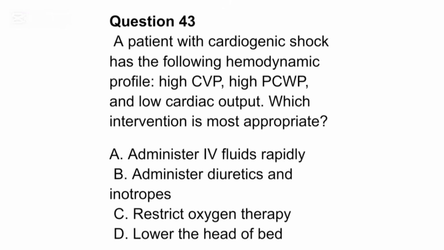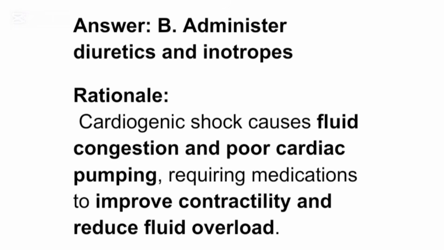Question 43. A patient with cardiogenic shock has the following hemodynamic profile: high CVP, high PCWP, and low cardiac output. Which intervention is most appropriate? A. Administer IV fluids rapidly. B. Administer diuretics and inotropes. C. Restrict oxygen therapy. D. Lower the head of bed. The answer is B. Administer diuretics and inotropes.